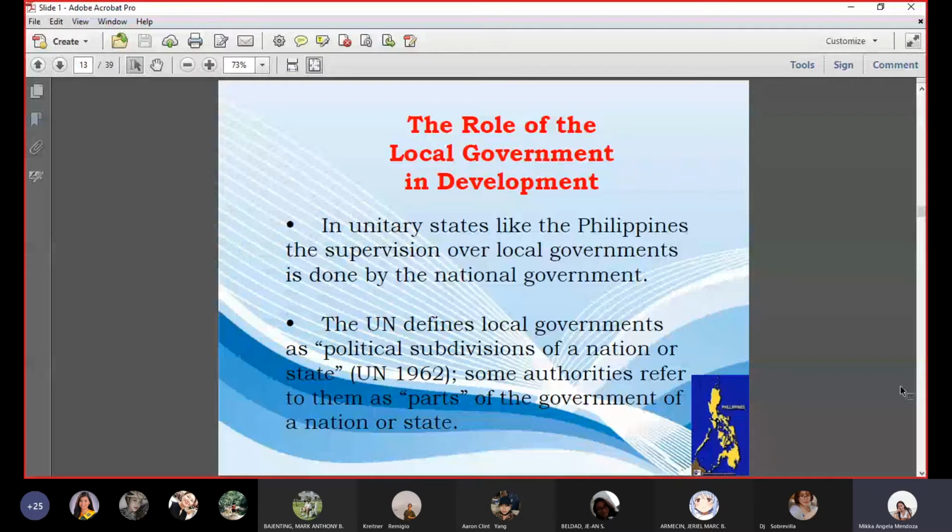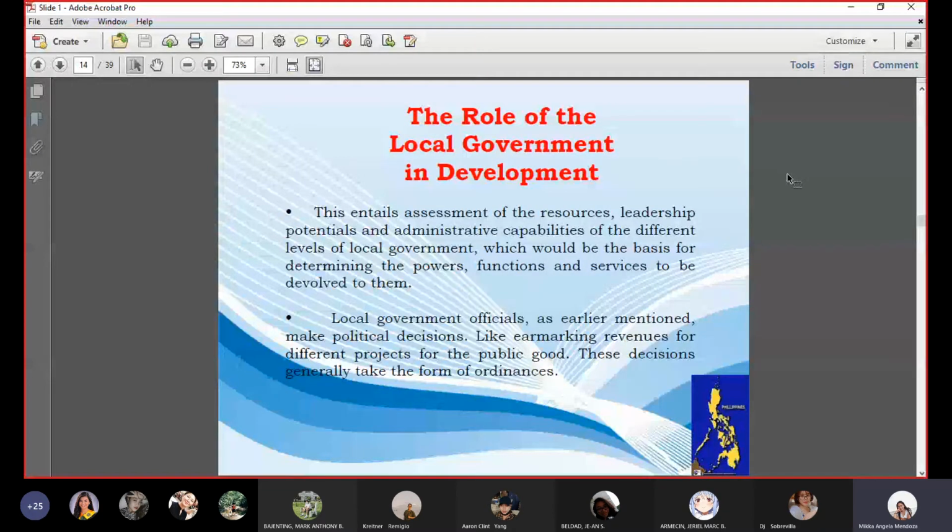So, moving on, the role of the local government in development. This entails assessment of the resources, the leadership potentials, and administrative capabilities of the different levels of the local government, which would be the basis for determining the powers, functions, and services to be devolved to them. So the local government officials, as earlier mentioned, make political decisions like earmarking revenues for different projects for the public good, and these decisions generally take the form of ordinances. Of course, the local government officials are the ones living with the people where they live. Like, for instance, in Cebu, they know what the needs and wants of the people are, what is for the good of the people of Cebu. Of course, they know which ordinances need to be implemented. So, they are also policy makers.